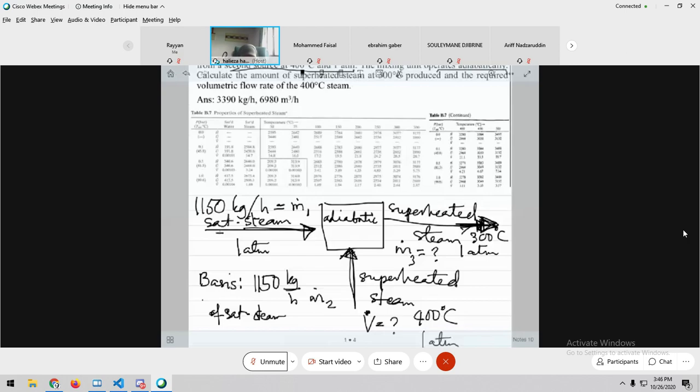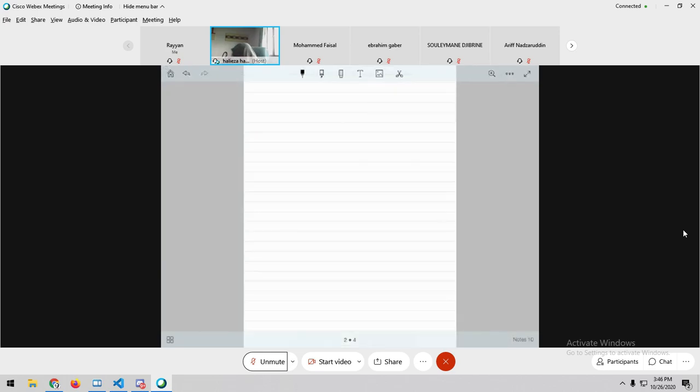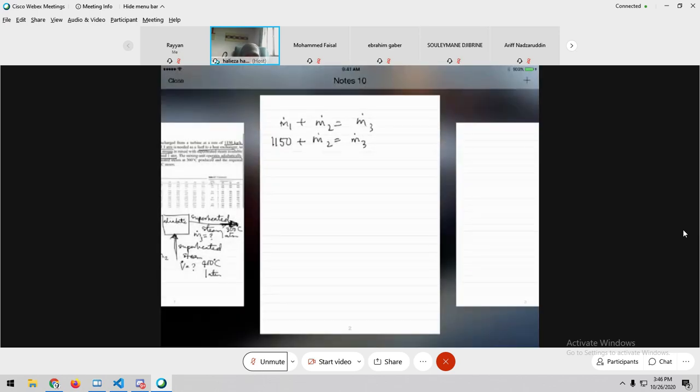Only one. Can you solve it really? If you write the mass balance, let me write down. You have a basis already. Your M1 plus M2 is equal to M3. Your M1 is 1150, plus M2 equals M3. Can you solve it? No, because you've got two unknowns. Look, you cannot solve it.